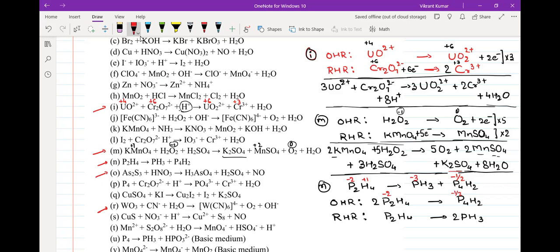So 3 by 2 is the change per phosphorus, and we have 4 phosphorus. So 3 by 2 into 4 will become 6. And that's why we'll say, in this case, 6 electrons are released.